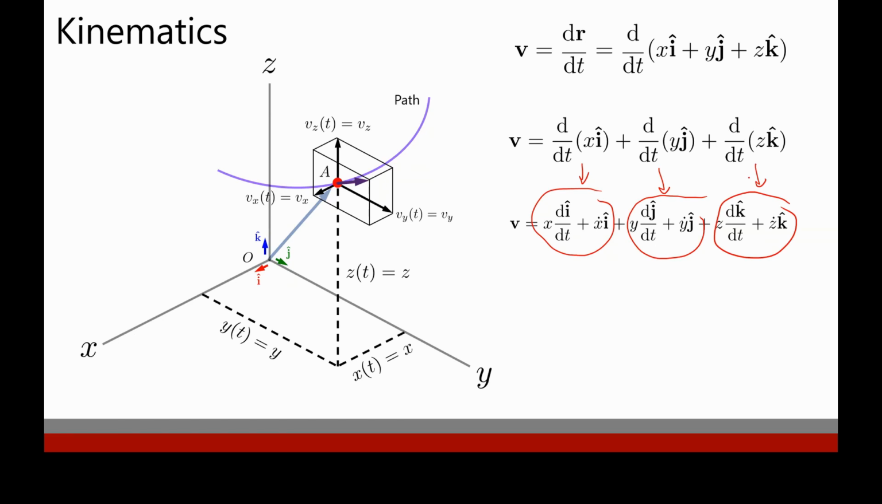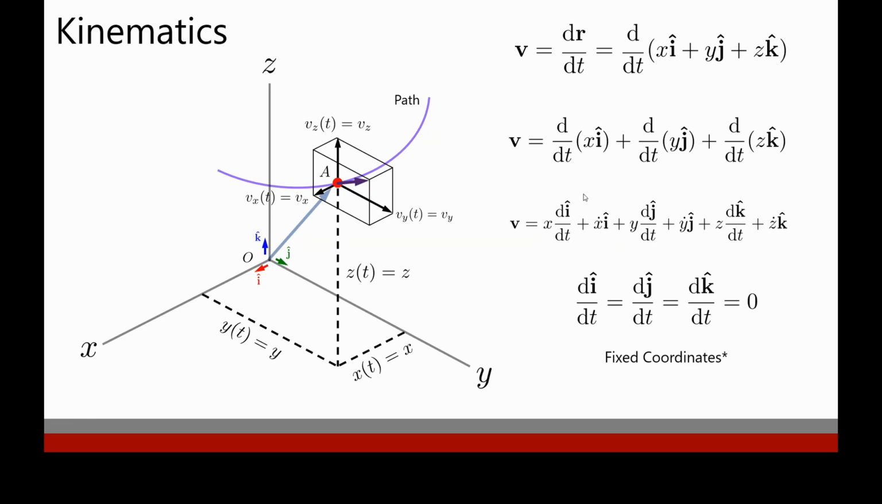And then next, take note that the derivative of i hat with respect to time, the derivative of j hat with respect to time, and the derivative of k hat with respect to time are all zero. Bakit? Because your i, j, k are fixed coordinates. It means that they don't change over time. So it's a constant, and therefore the derivative of a constant is 0. So all of these terms here now will become 0.